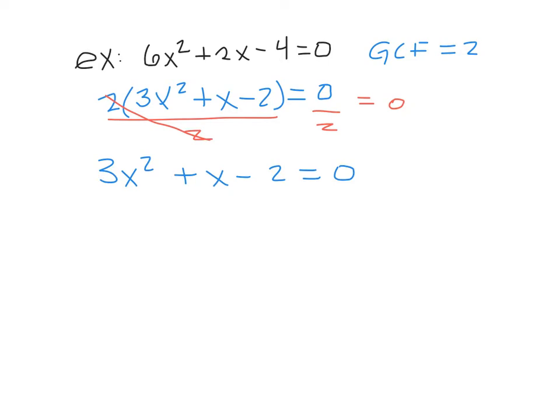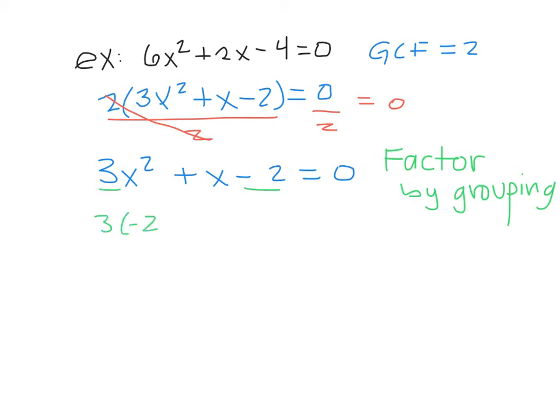So now we want to factor. And here we want to factor by grouping because the leading coefficient is 3. It's not equal to 1. So we've got to remember how we factor by grouping. First thing is we take the 3 and the negative 2, multiply those together. We get a negative 6. And now we want the two numbers that are going to multiply to get a negative 6, while at the same time they add to the coefficient on the x term.